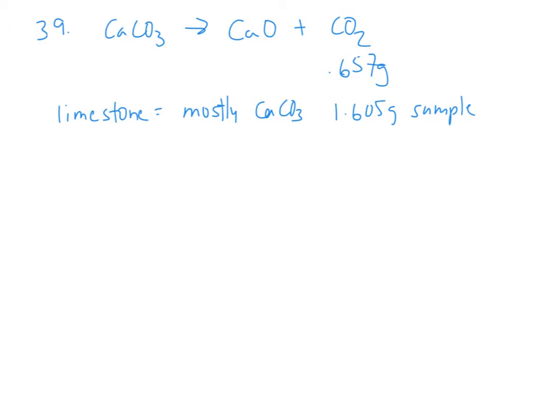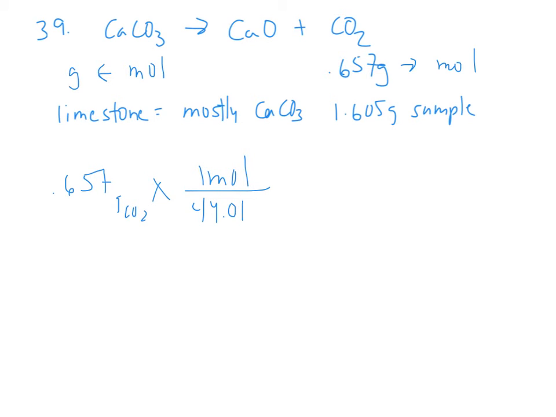So I can work backwards, changing this into moles, using that to calculate my moles of CaCO3, and then my grams of CaCO3, and then finally I can make the comparison with the limestone I was given to begin with. So when I do that, the 0.657 grams of CO2 has a molar mass of 44.01.